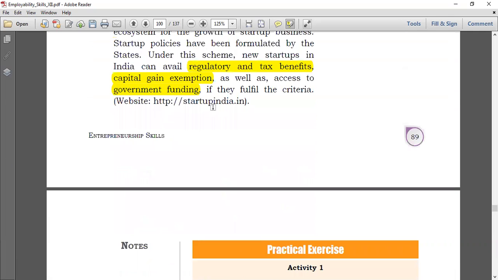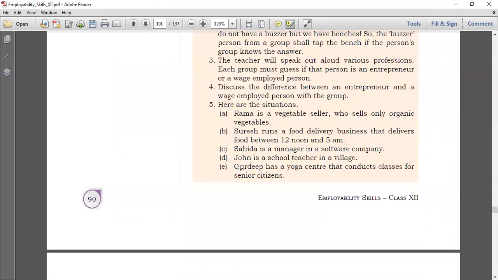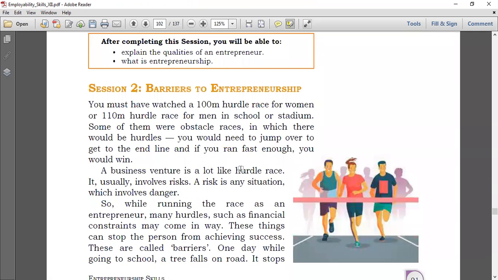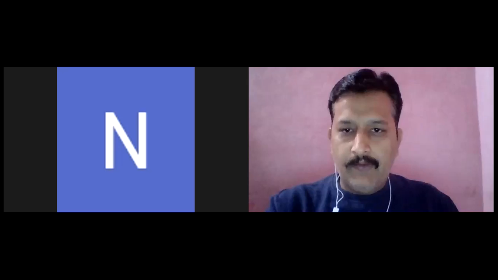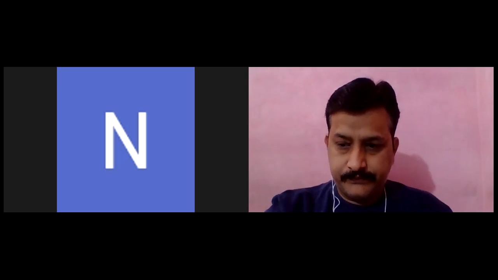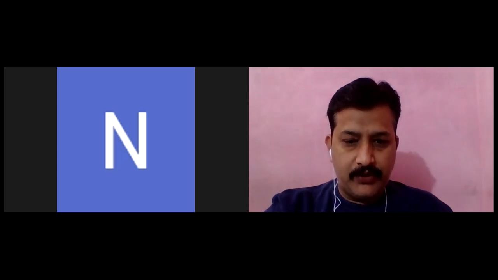So startupindia.in is a website which is available, right? That is used for this purpose. Chalo, that's it. I'll end now, right?